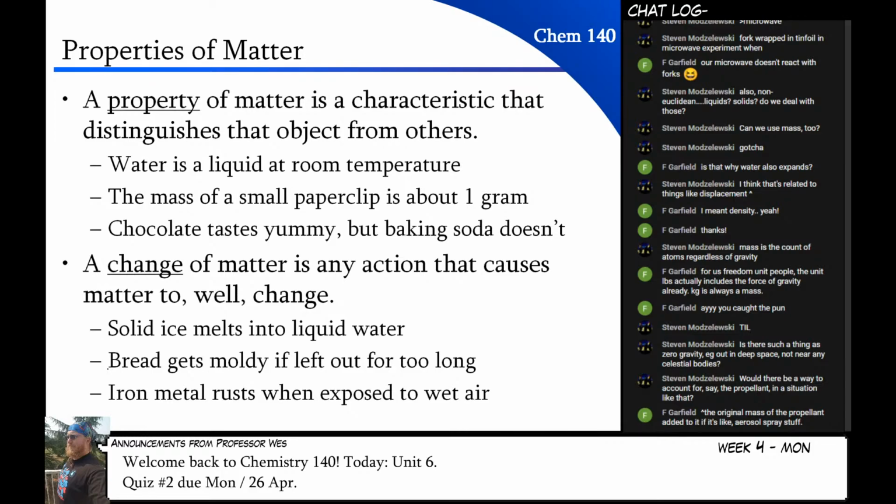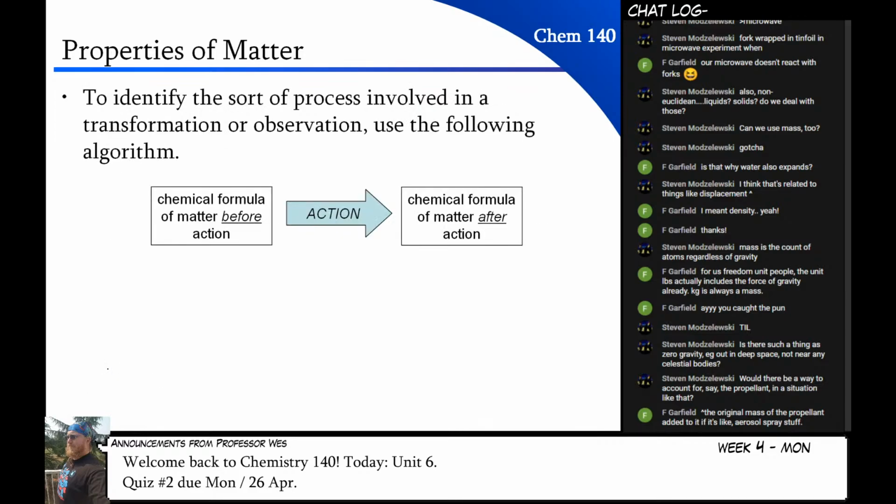So, we're going to look at both properties and changes, but we're going to look at them from this perspective to identify the nature of the action occurring. So, whatever our action is, and our action might just be observing a property or invoking a change, we're going to look at the chemical formula of a substance before and after that action.